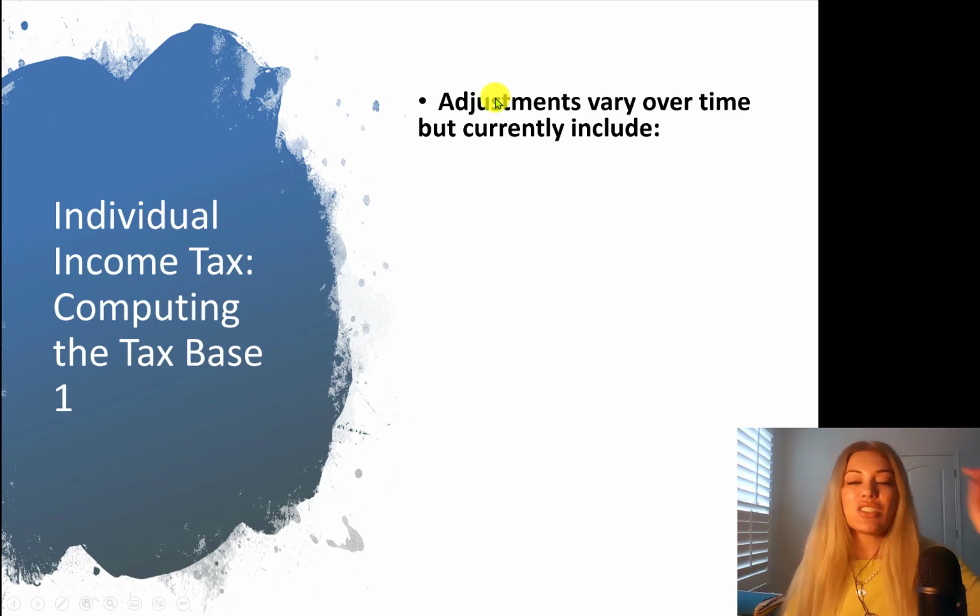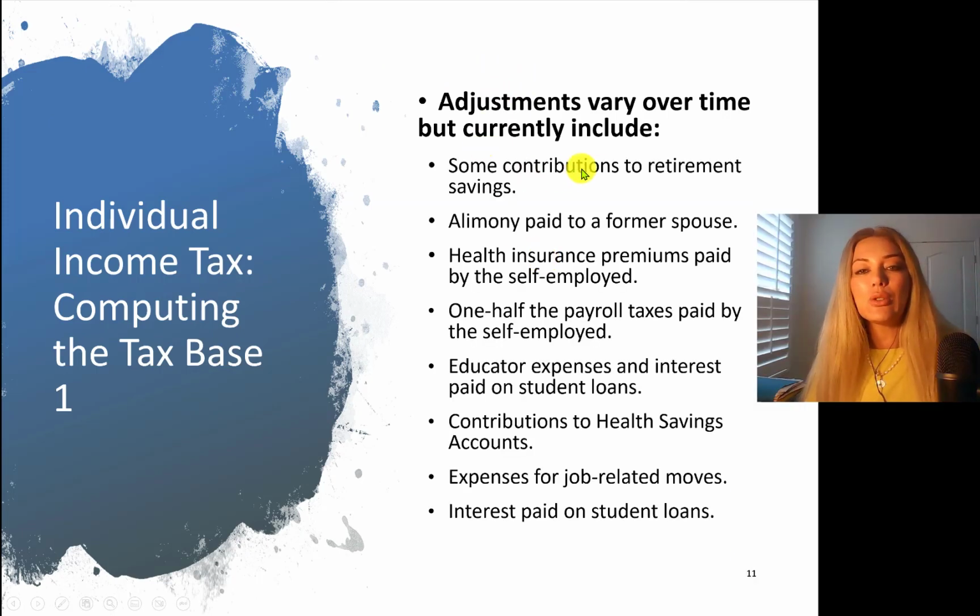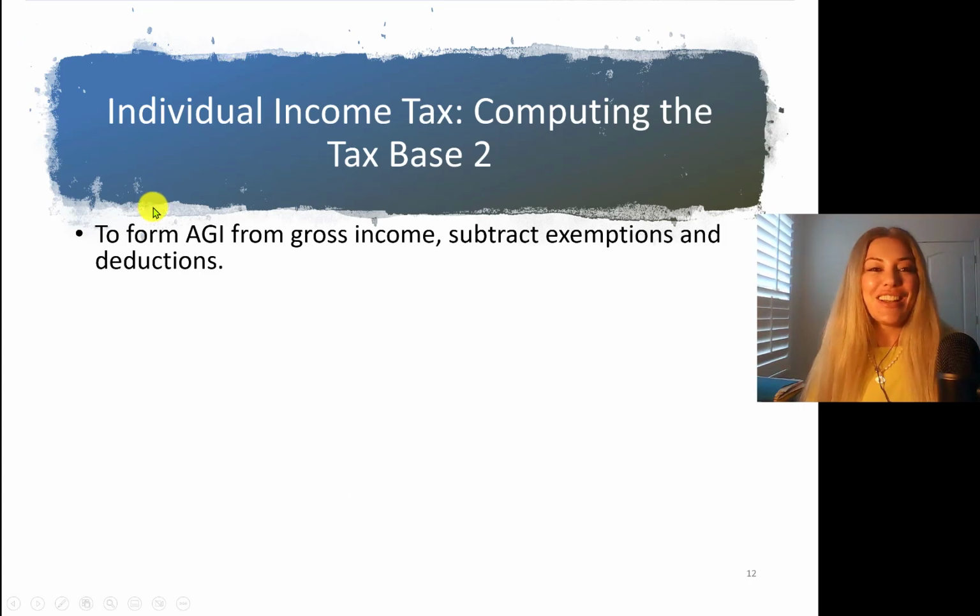So adjustments, what are those adjustments? They vary over time, but they currently include contributions to retirement savings, alimony paid for a former spouse or children, not former children, but your children, child support payments, health insurance premiums paid by the self-employed, one half of the payroll taxes paid by the self-employed, educator expenses and interest paid on student loans, contributions to health savings accounts, HSAs, and flexible spending accounts, FSAs, expenses for job-related moves, and also interest paid on student loans. Well, we talked about that, but I wanted to write it again.